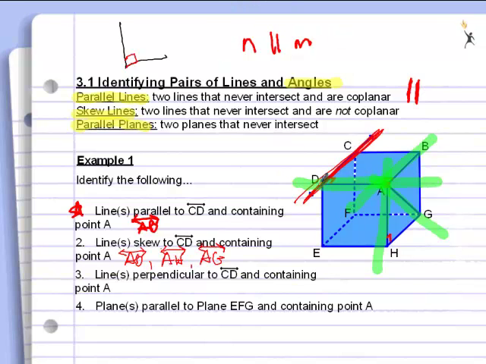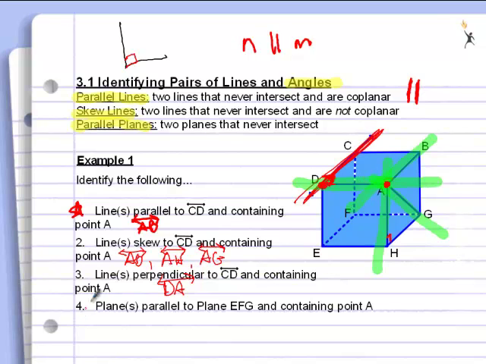We can see that it intersects at point D. Line DA and line DC intersect at point D. I can also see there's a little 90-degree mark here, which means that those two lines intersect at a 90-degree angle. If they intersect at a 90-degree angle, then they have to be perpendicular. That's what the definition of perpendicular means. So, line DA is the only line perpendicular to CD and contains point A.